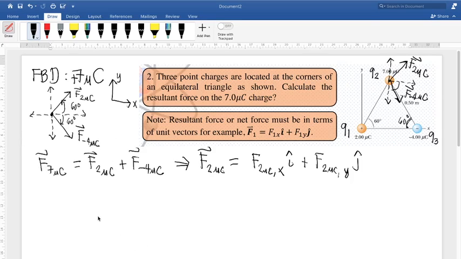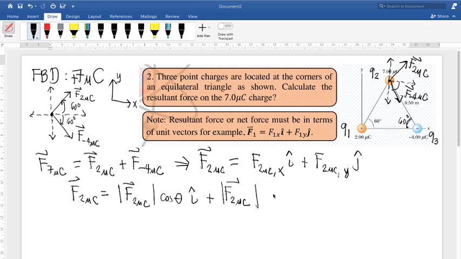So the force exerted by the 2 microcoulomb charge is equal to the magnitude of the force exerted by the 2 microcoulomb charge times cosine theta, i hat, plus the magnitude of F of 2 microcoulomb times sine theta, j hat. Right?